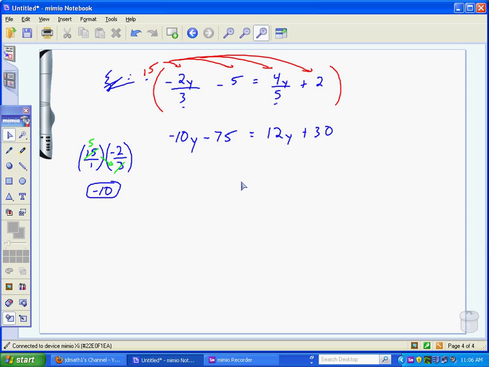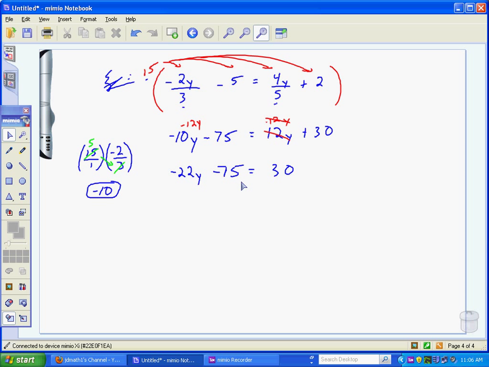Alrighty, so now again, let's follow our steps here. I'm going to bring my 12y over by subtracting it. That's going to cancel out on the right-hand side. I can rewrite, whoops, that's a 12y, not just 12. Don't forget that. So now that gives us negative 10 and negative 12, negative 22y, minus 75 equals 30.